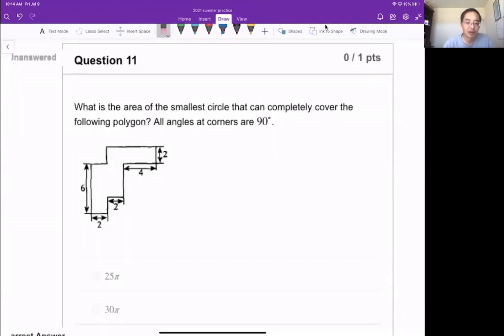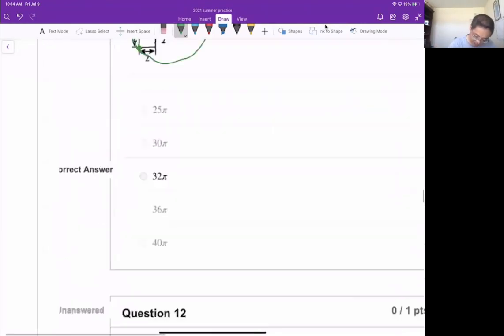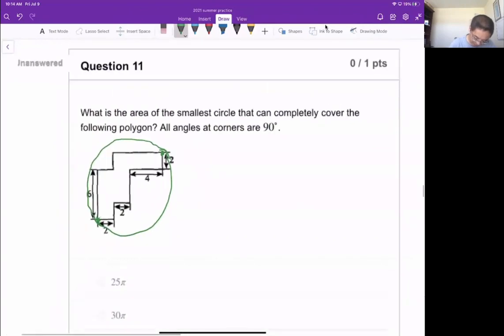Question number 11. What is the area of the smallest circle that can completely cover the following polygon? Here, all angles at corners are assumed to be 90 degrees. Well, intuitively, it is clear. If we want to find a circle that contains this polygon, the diameter of the circle shall be the longest distance between 2 points on the polygon. So here the longest distance is the distance between 2 corners, right?